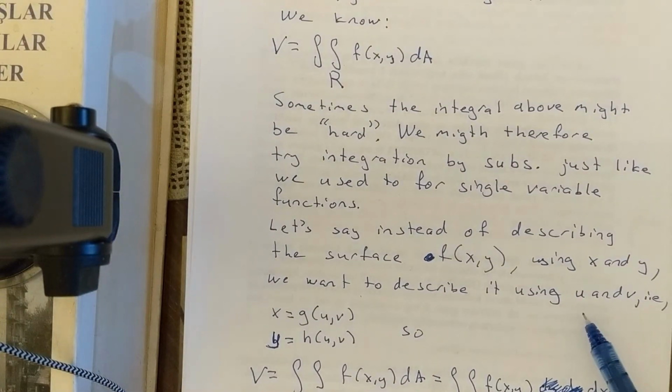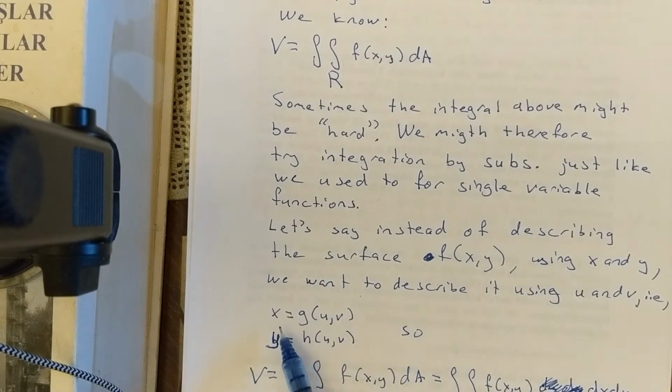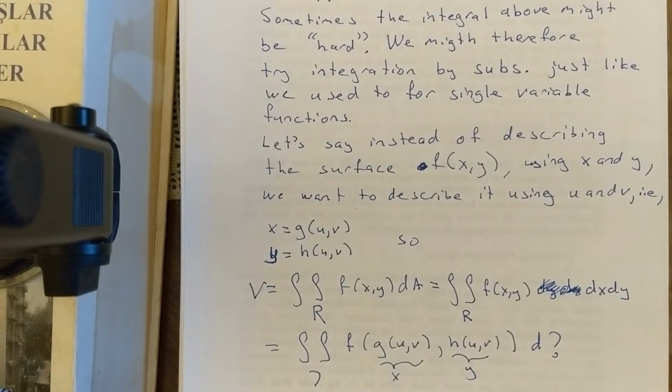So what does it mean that I'm describing this function in terms of u and v? Well, the independent variables x and y are going to be described in other independent variables called u and v, okay? So x is going to be a function of u and v, let's call it g, and y is going to be a function of u and v also, let's call it h, okay? In the previous example, both x and y were described in terms of r and theta, okay?